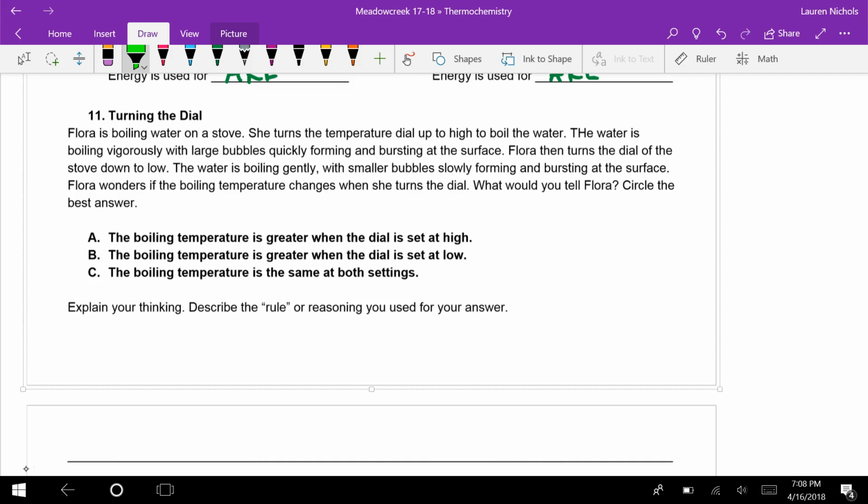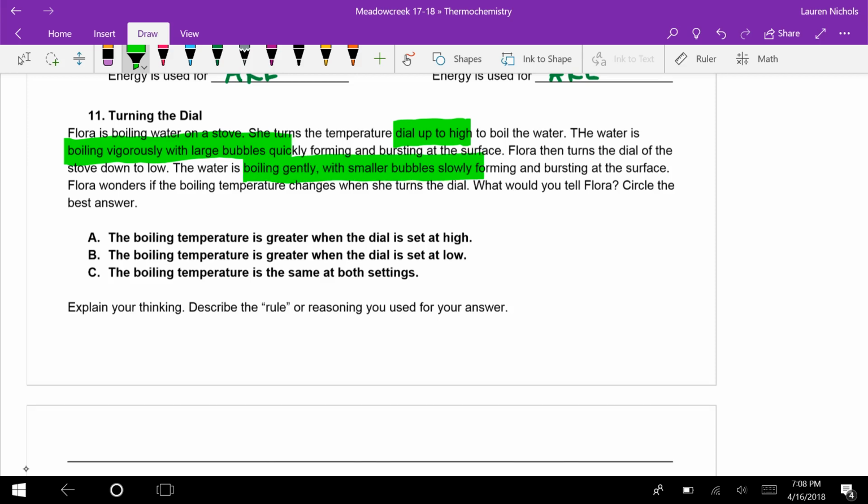So when the temperature dial is on high, the water is boiling vigorously with large bubbles. Okay, and when it's down low, it's boiling gently with smaller bubbles. But what I would like to point out is that it's still boiling. The only thing that's happening is whether or not it's boiling vigorously, which means a lot and really quickly, or gently, which is a little bit slower.